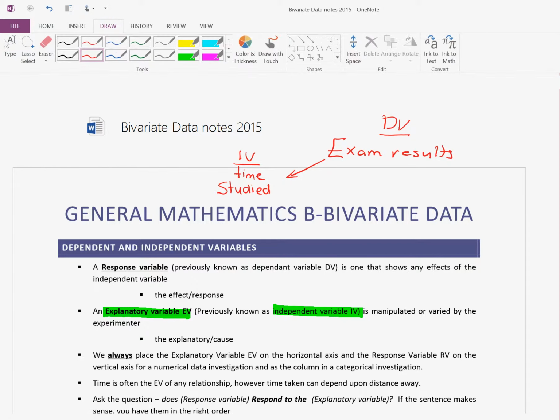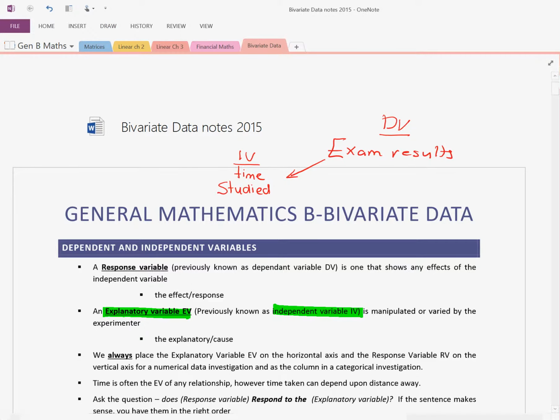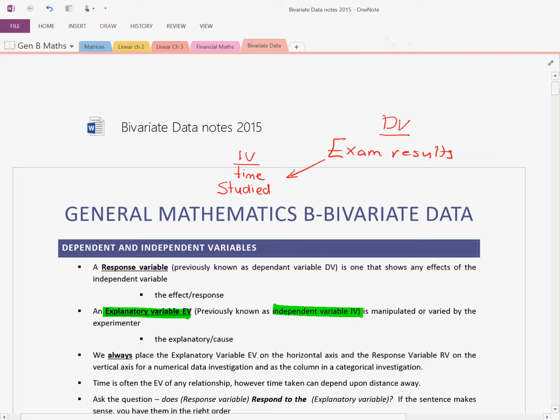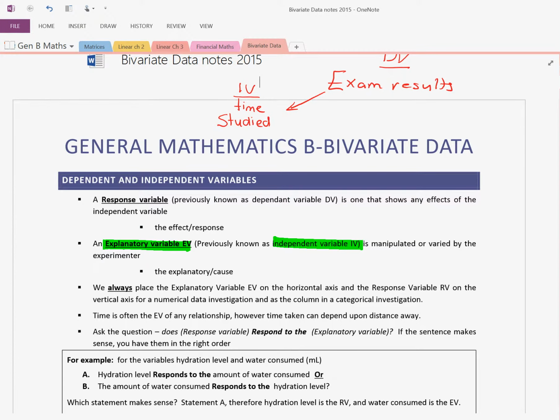So let's have a look at that. Exam results would be your response variable, isn't it? An explanatory variable is like your independent variable. So I just want you to get your head around the language. It's sort of recently changed. I've always known it as independent and dependent. But especially when you get your textbook next year and they start talking explanatory variable, let's get a head around the lingo for the time being.